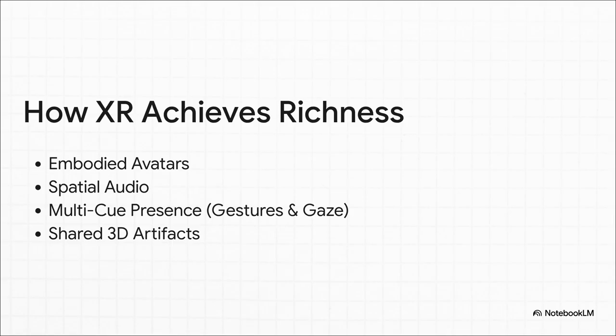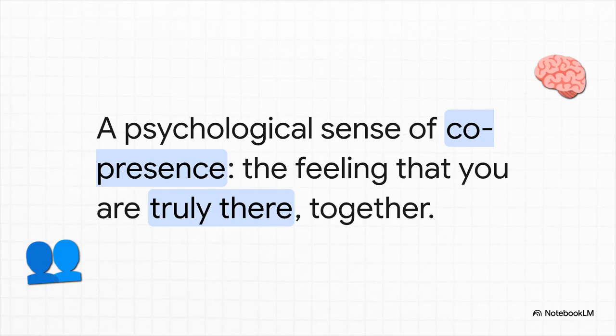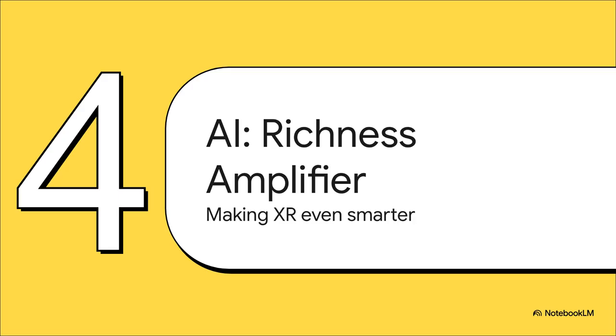And when you add all those things up, you get something really powerful, something deeply human, this psychological sense of co-presence. It's that gut feeling that you are truly there, together, sharing a space and working on the same thing. That is the secret sauce for real teamwork and for getting that complex, creative work done when you're apart. But wait, the story doesn't end there. There's another layer to this that takes it from great to absolutely incredible, and that layer is artificial intelligence.